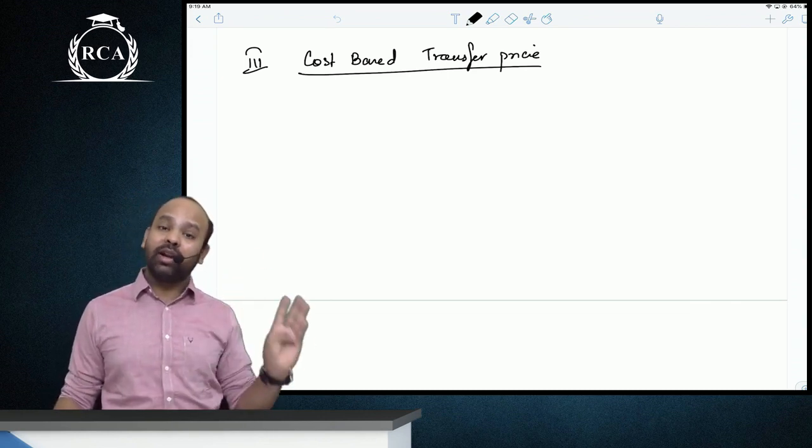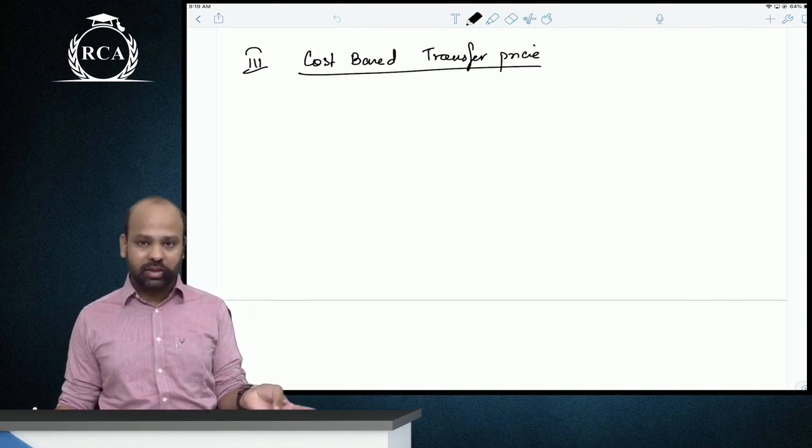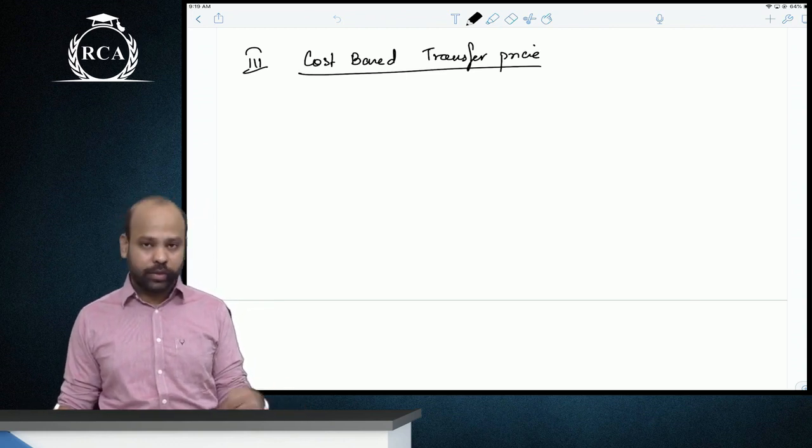Marginal cost has disadvantages because there is no recovery of fixed cost, there is no profit at all as such, guys. So there are behavioral consequences: there is no motivation as such, guys, to invest more.